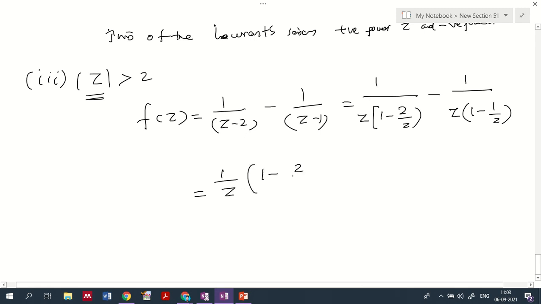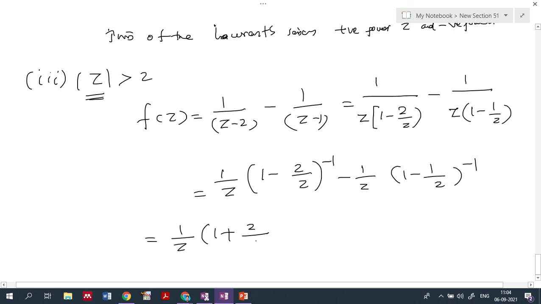So let me finish this one, that is 1 by z into 1 minus 2 by z minus 1 by z into 1 minus 1 by z. So if you expand this one, 1 by z into 1 minus 2 by z, that is 1 plus 2 by z plus 2 square by z square plus 2 cube by z cube plus etc.